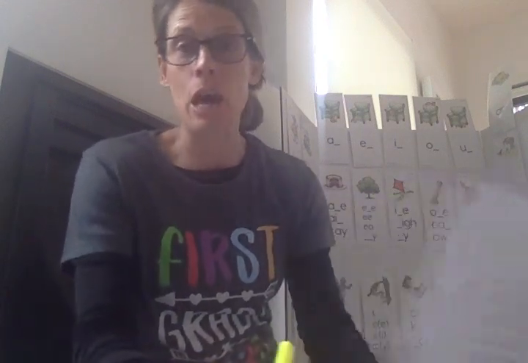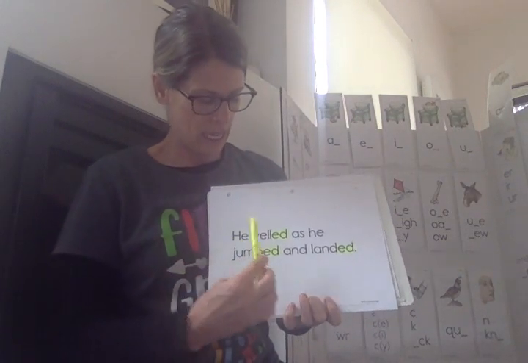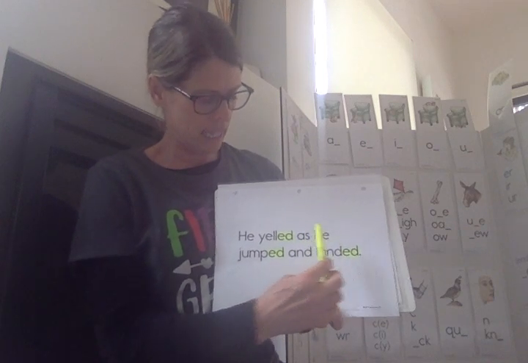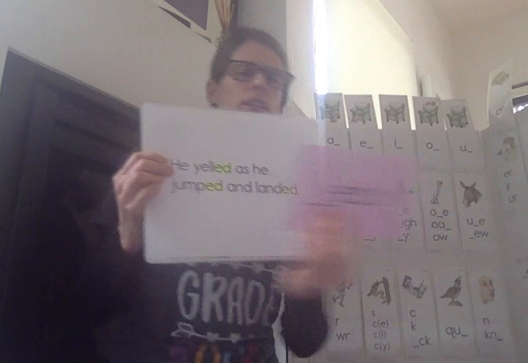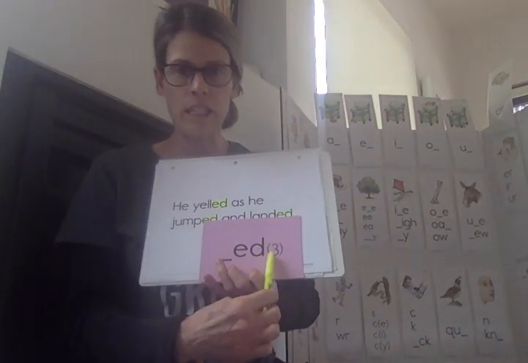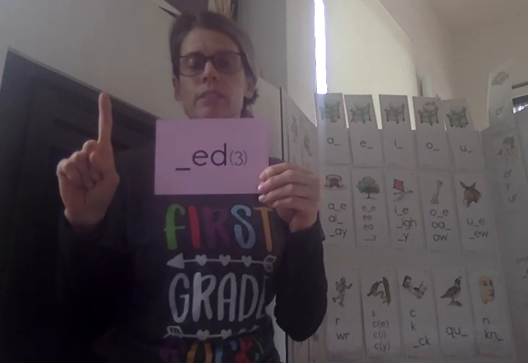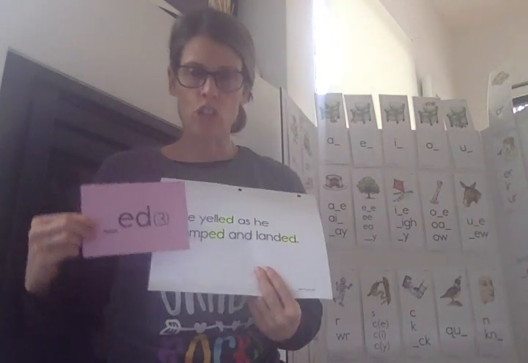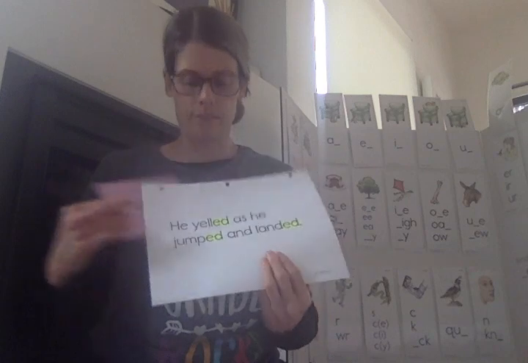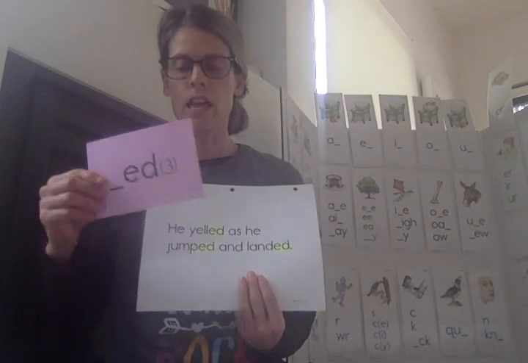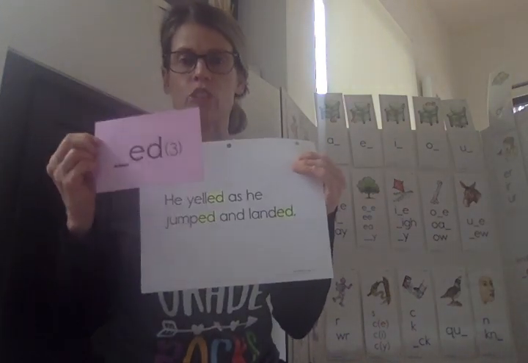All right, we have a sound today that we're going to be talking about. He yelled as he jumped and landed. You guessed it. E-D. And E-D has three sounds. The first sound says t, jumped. The second sound is d, yelled. And the third sound is ed, landed. ED has three sounds.